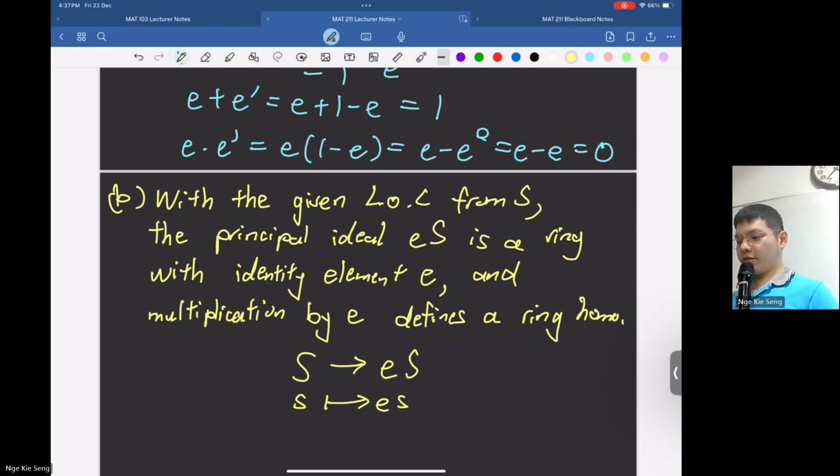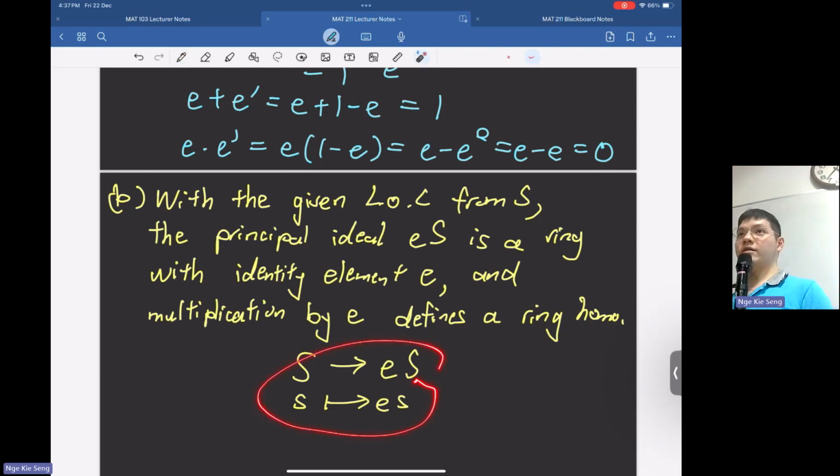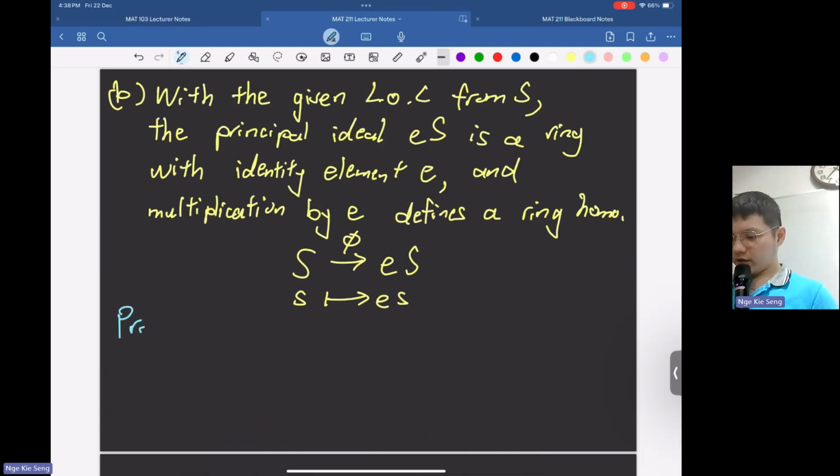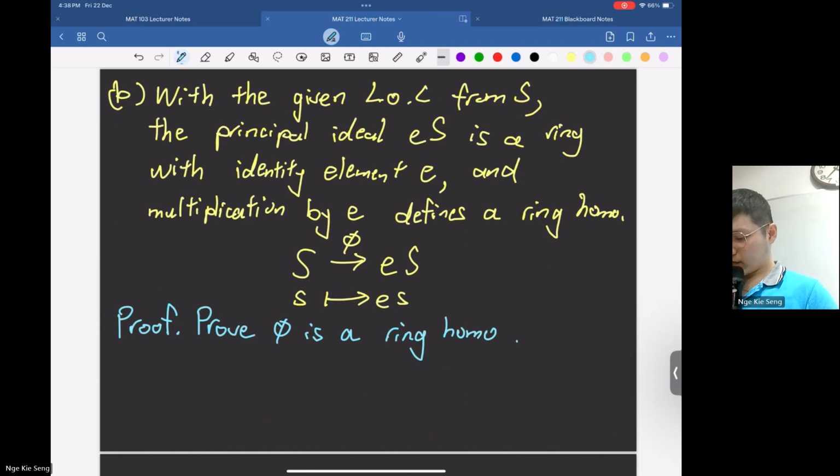Okay. Can you quickly see why this is a ring homomorphism? If I take x plus y here, is it sent to ex plus ey? Okay, let's call this phi. So let's prove this. Let's prove first E is the ring homomorphism. Okay, so one, can you check that?